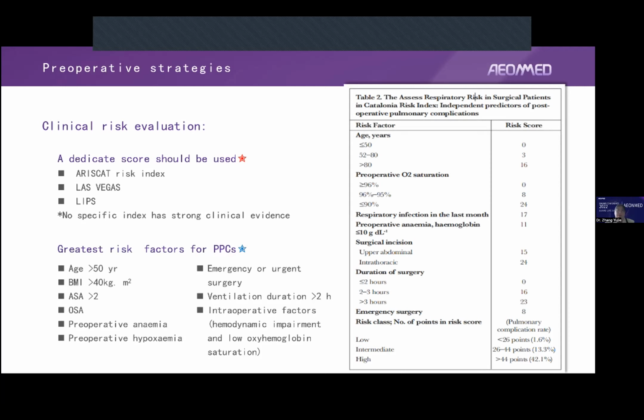And although that recommendation didn't list a certain index, it gave all the risk factors in the statement. And these are all the risk factors. It includes age, BMI, ASA, and OSA, etc. So when we're assessing the risk, we should consider all these factors here. Okay.